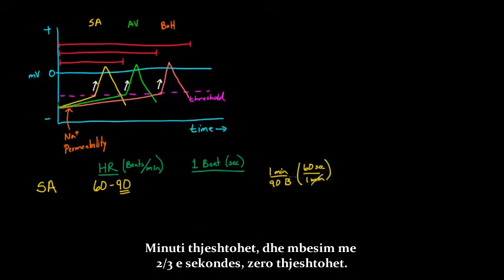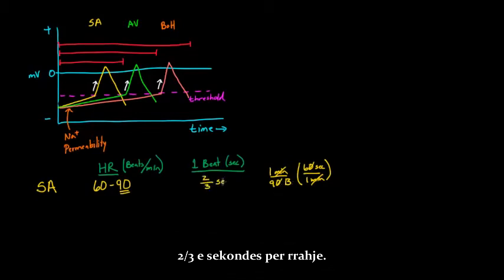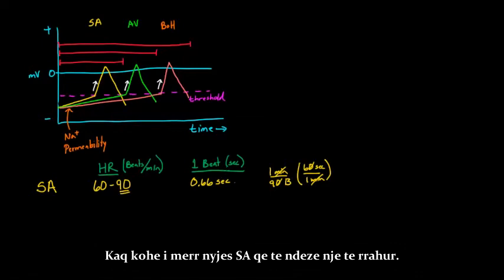And so the minutes cancel. And now the zeros cancel, and you're left with 2/3 of a second, right? So 2/3 of a second per beat. And actually, I'm going to erase 2/3 and just rewrite that as 0.66, okay? Just 0.66, something like that. So that's how long it takes for the SA node to fire off one beat.